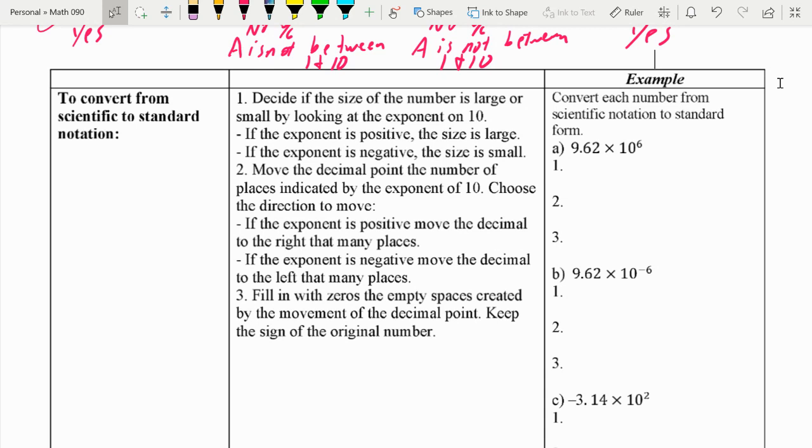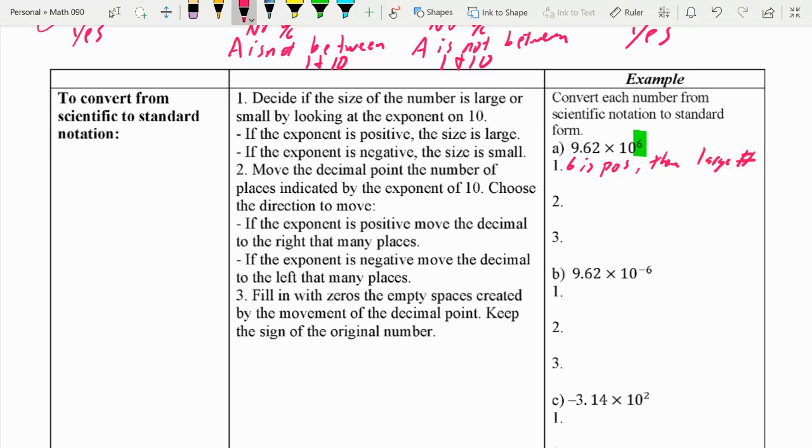Now what we're going to be doing is converting from scientific notation to standard notation. Here's our number right there, in scientific notation. Number one, they're asking whether it's going to be a large number or a small number. Since the exponent 6 is a positive number, it's going to be a large number.